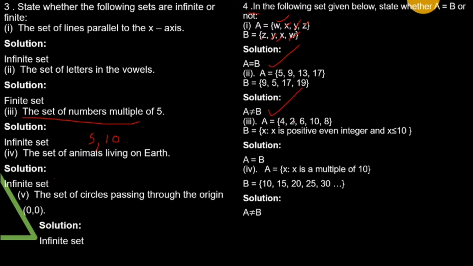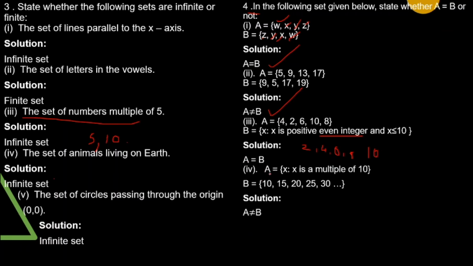Next. 4, 2, 6, 10, 8. Let's see. Set of x such that x is a positive even integer. Positive even integer. Okay, remember that. Okay, and x is less than or equal to 10. So from where we start? 2, 4, 6, 8, 10. So equal, right? Okay, so A equal to B.